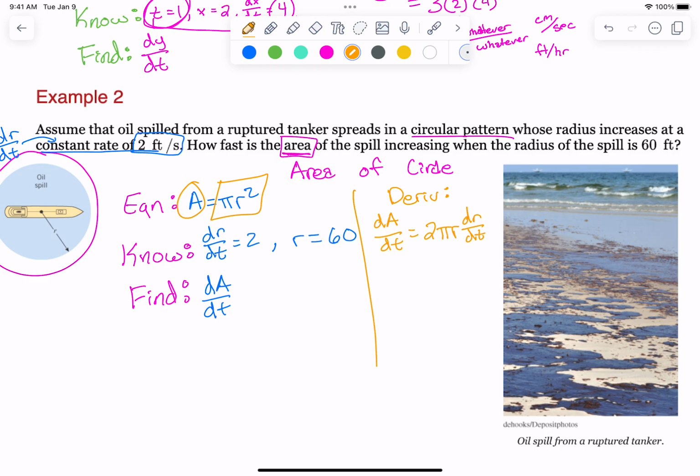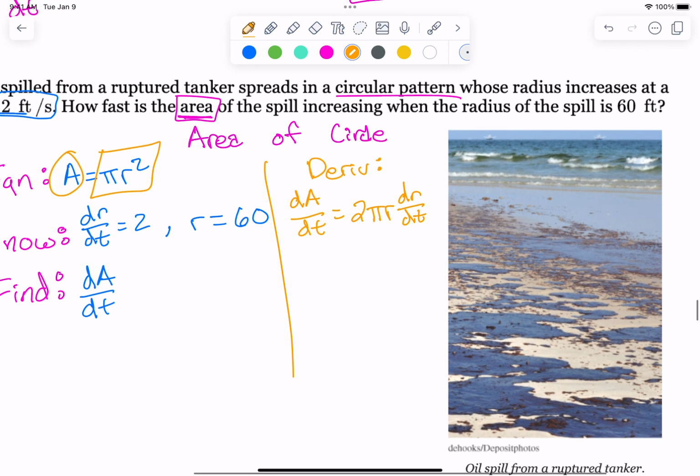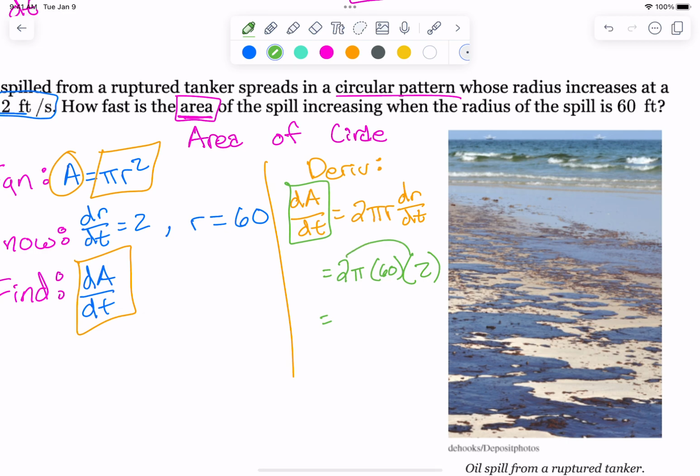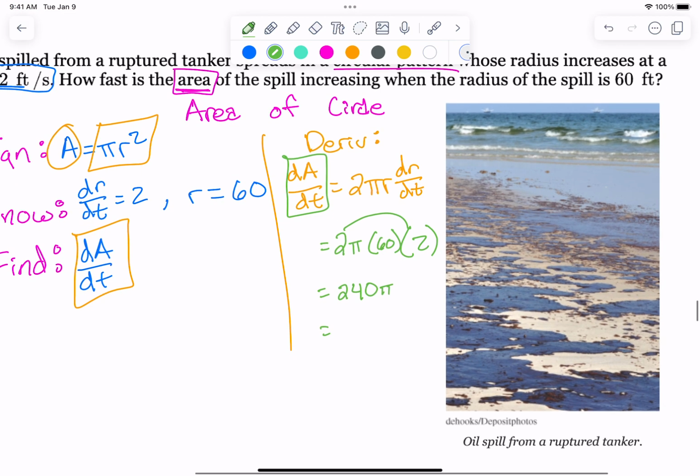And now we just plug everything in. We are trying to find dA/dt, so I'm going to box that, and we plug everything else in. dA/dt equals 2 times pi, the radius is 60, and dr/dt is 2. 2 times 2 is 4, 60 times 4 is 240 times pi, which is 754. Now we have to figure out our units.